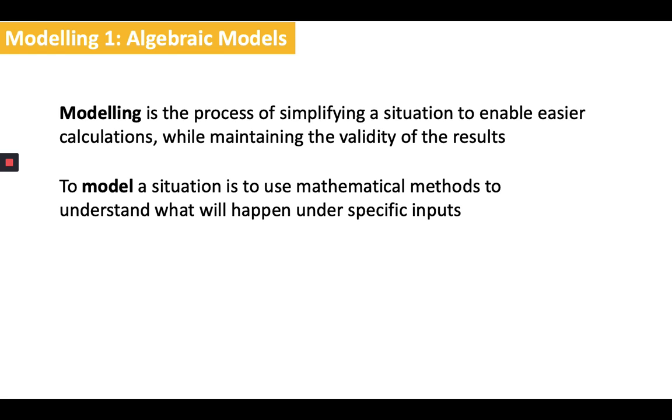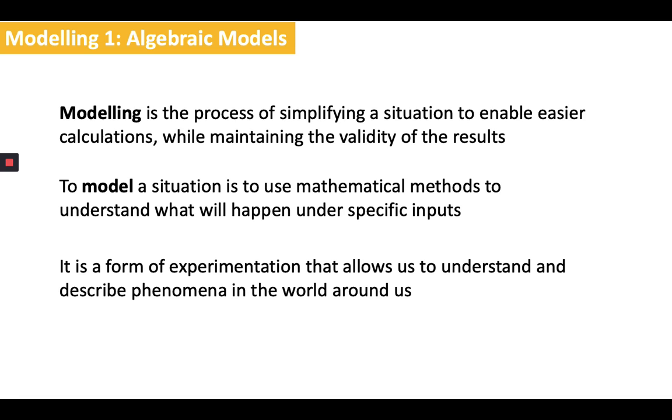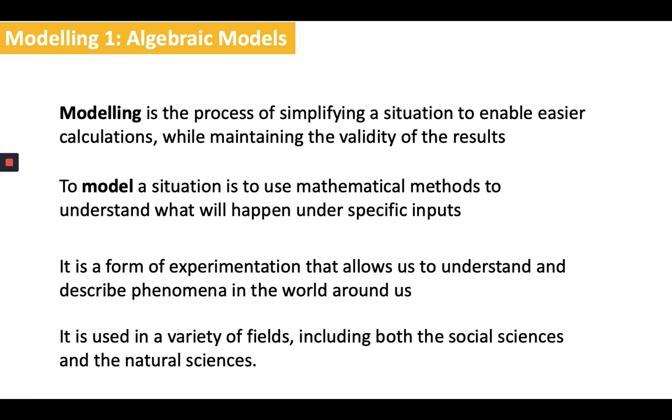We also will use models primarily to look at specific inputs and what happens when we vary them. Because of that, modelling is really a form of experimentation that we'll use in maths and in other subjects, and it allows us to describe and explain phenomena in the world around us. That means that modelling is used in lots of different fields of study, from the social sciences all the way through to the natural or pure sciences.